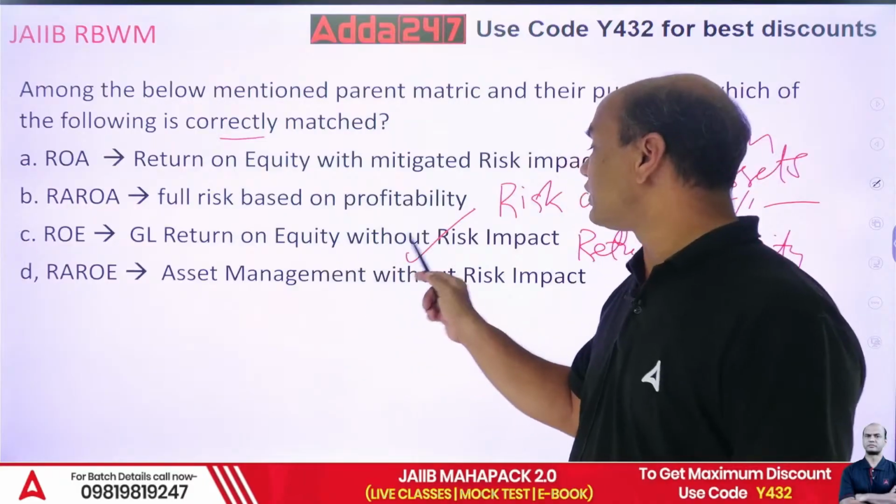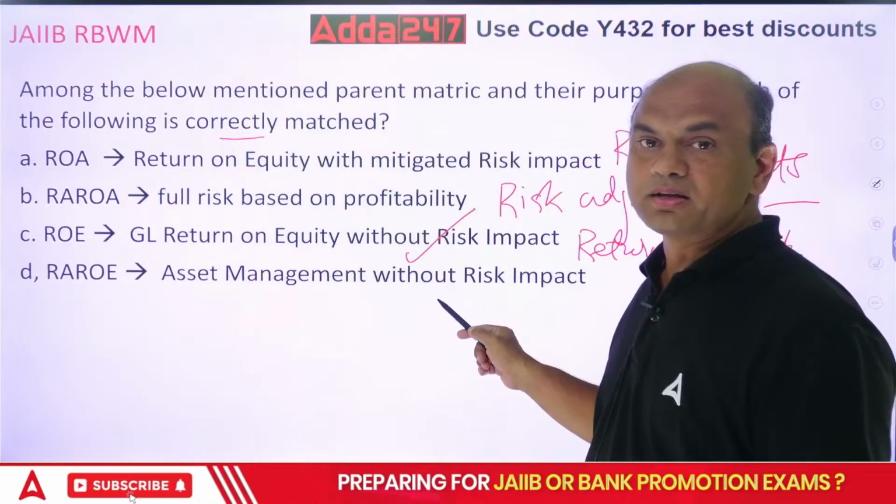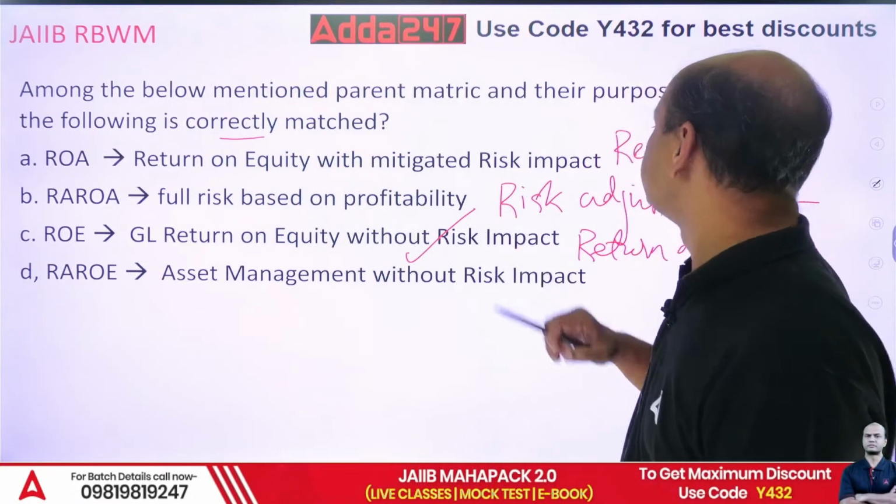Return on equity without risk impact is correct. The other options are with risk impact, so that's why they are false. Got it, everyone? The answer is C.